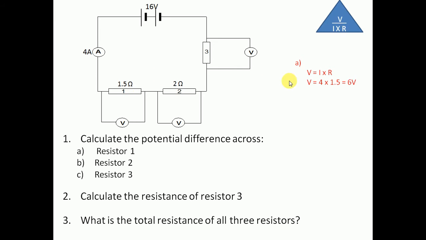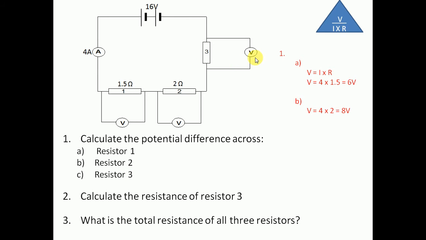Okay, let's do the same for resistor 2. So we have a current of 4 and a resistance of 2. Therefore we would have 4 multiplied by 2, which means that resistor 2 would have a potential difference of 8. And then finally for 3 we need to calculate the potential difference. Now this one is a little bit tricky because it doesn't give us the resistance over here. Okay, so we're a little bit stuck here.